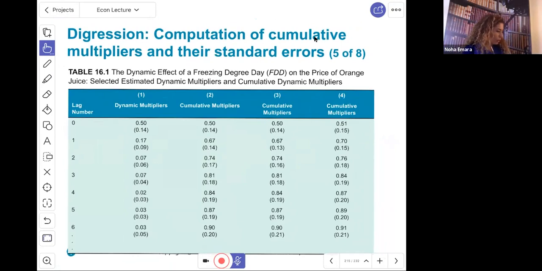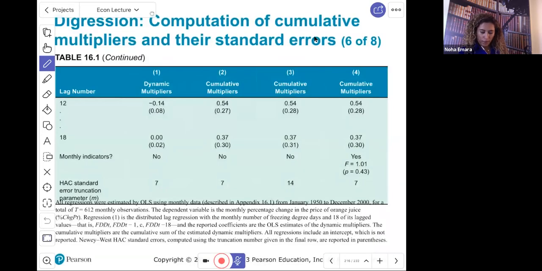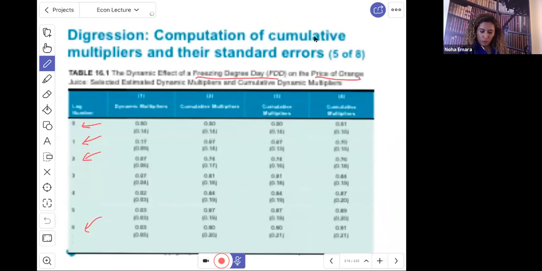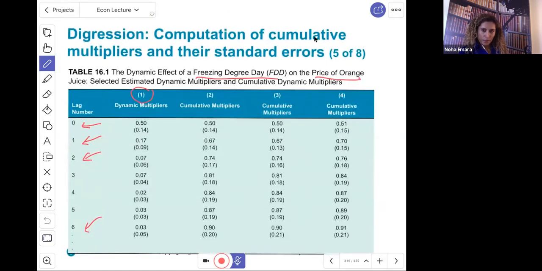So what do we have here is my dependent variable is the same, which is the price of orange, okay? And the independent factor is the freezing degree days. I have freezing degree days at lag 0, which is today, last month, 2 months ago, 6 months ago, and keep going. This regression ends at 18 months ago, okay? As you can see, in 1 we are estimating the same way I did on the Excel, on the state example, which is setting up the model using the price of orange and the lags of FDD.